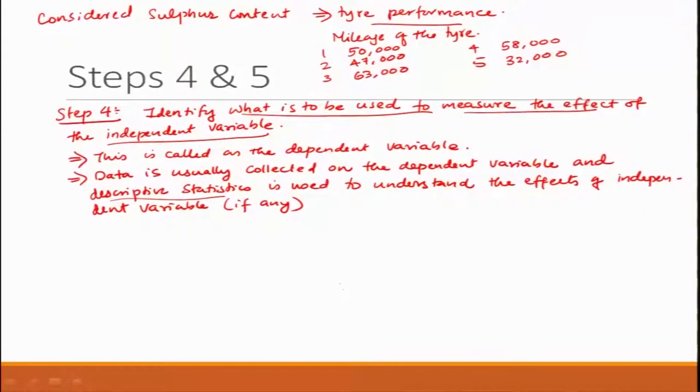So these values, the mileage that you measure, you attribute to the performance of the tire, and you can say that sulfur content influences the tire performance, which in turn influences the mileage. So the mileage becomes the dependent variable through which we measure the impact of sulfur content. So here you use descriptive statistics.